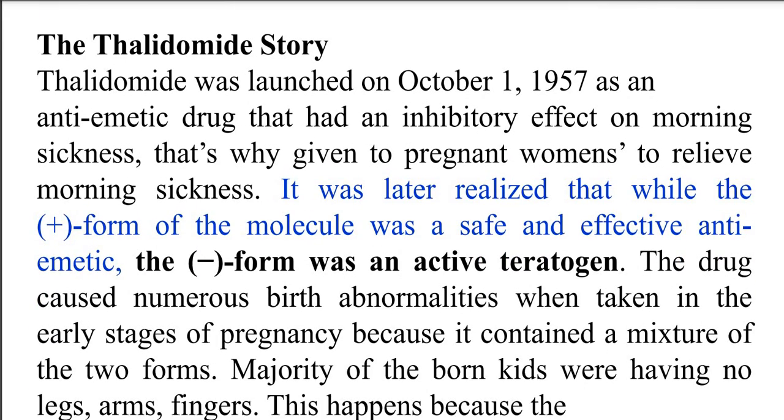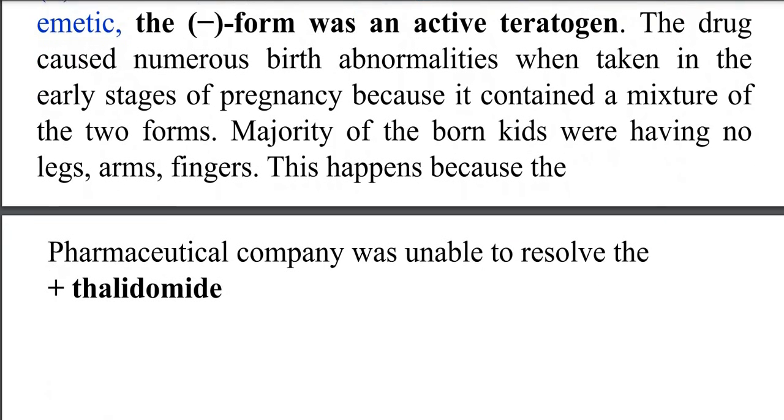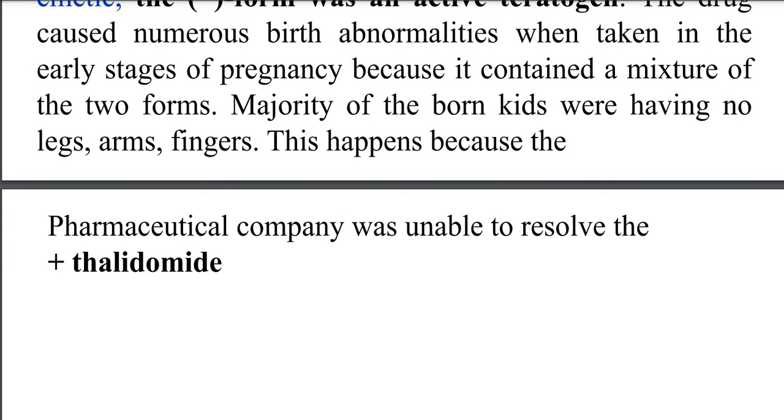So, the thalidomide story. Thalidomide was launched in October 1957 as an antiemetic drug that had an inhibitory effect on morning sickness. That's why it was given to pregnant women to relieve morning sickness. It was later realized that while the positive form of the molecule was a safe and effective antiemetic, the other form was an inactive teratogen. The drug caused numerous birth abnormalities when taken in the early stage of pregnancy because it contains a mixture of two forms. Majority of the born kids had no legs, arms, or fingers, and this happened because the pharmaceutical company was unable to resolve the thalidomide.